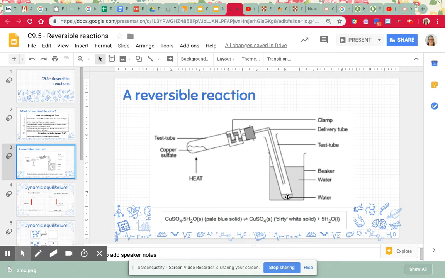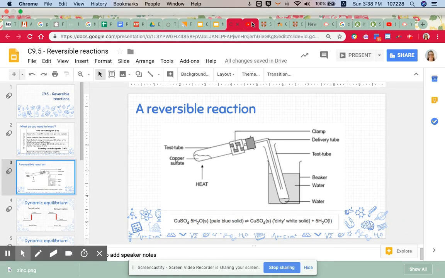If we heat, we drive off that water, which will come up this delivery tube and land in the test tube below, and the color change will happen. You will end up with just anhydrous copper sulfate, which is a kind of grey white color, and your 5 water molecules will be down here. For every 1 mole of copper sulfate you've got over there, you'll have 5 moles of water down here. Okay, so let's have a little look at that reaction in more detail.